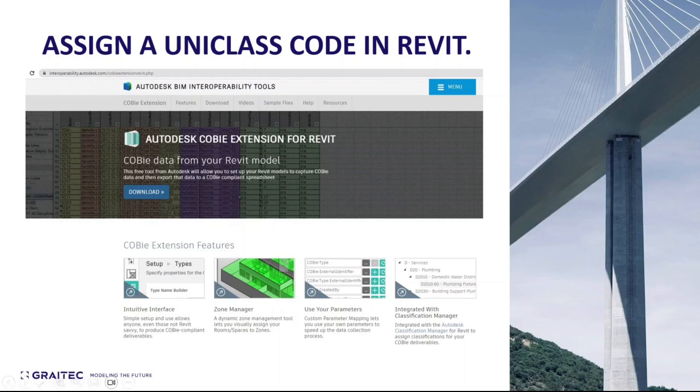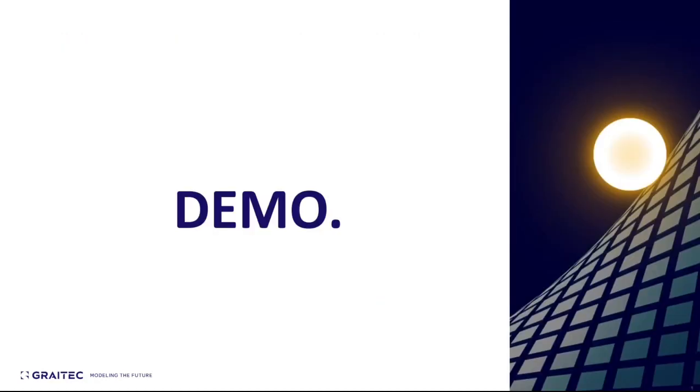So this is a plugin for Revit which is freely available. If you do a search for Autodesk COBie extension for Revit, it will guide you to the Autodesk BIM interoperability tools. If you download and install this utility on top of the relevant version of Revit, you can then use it to automate the process to allow you to fulfill your COBie requirements. So let's delve in and have a look at how it's all done.